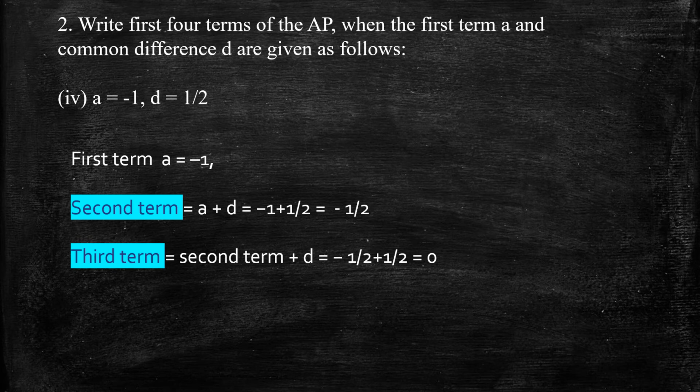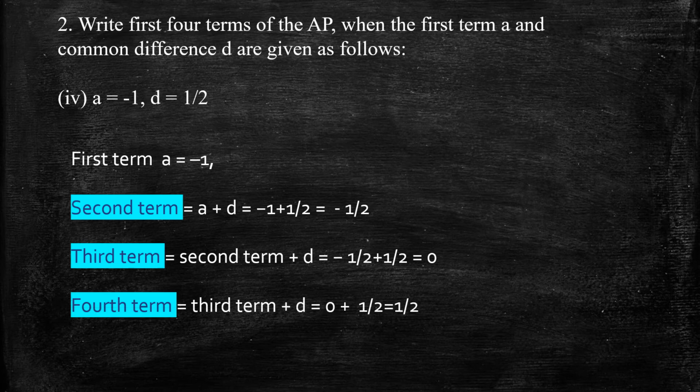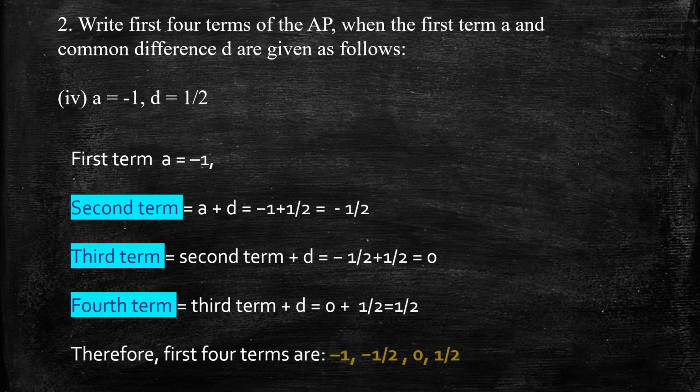Fourth term is third term plus the common difference. So third term is 0 and plus half. So 0 plus half is half. So the first four terms of the AP are minus 1, minus half, 0 and half. Okay.